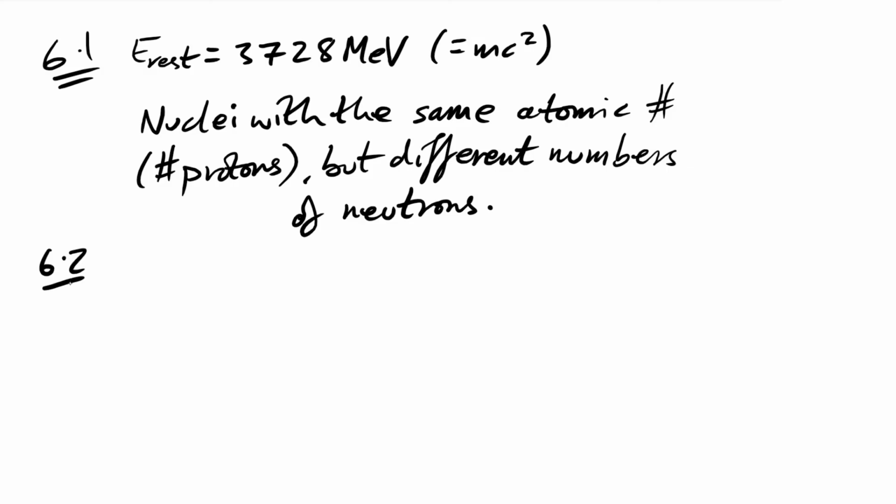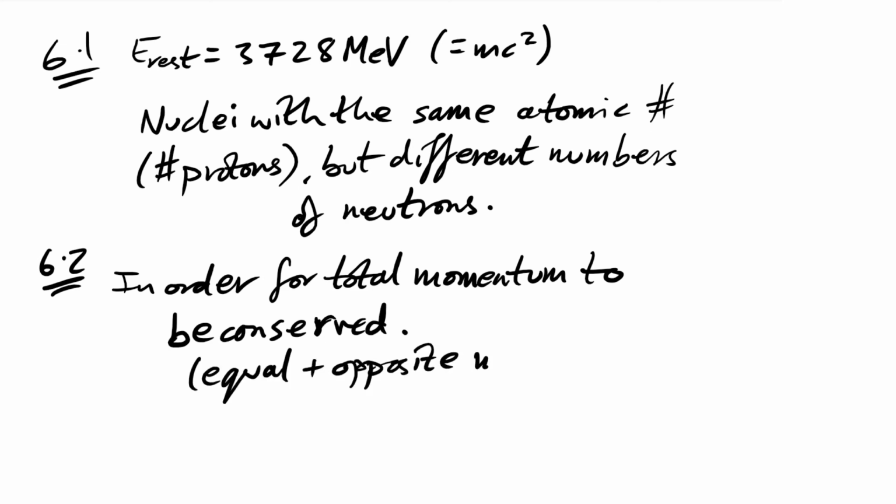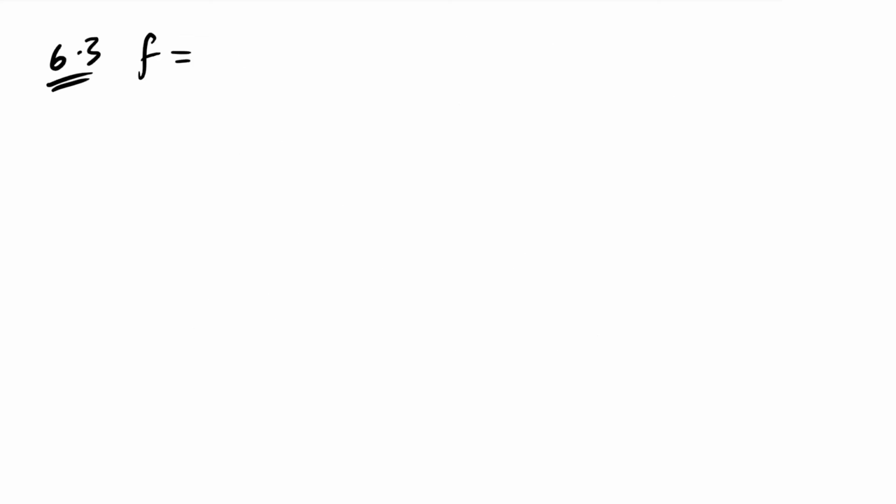Nice and easy. 6.2, why is it that we have 2 photons produced by annihilation as opposed to 1? That's in order for total momentum to be conserved, and the photons have equal and opposite momentums or momenta, so that is achieved. 6.3, we're being asked to find the frequency of said photons, or rather the minimum frequency.